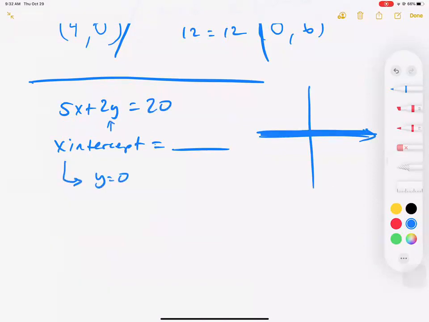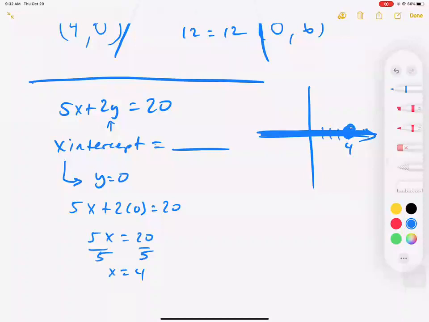Let's go ahead and plug in y is 0. 5x plus 2 times 0 equals 20. So 5x is equal to 20 because the 0 goes away. So x has to be 4. And just put a big fat dot there.